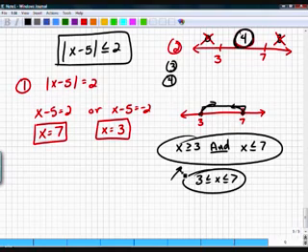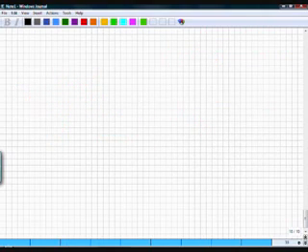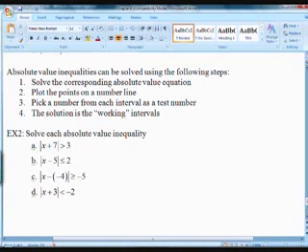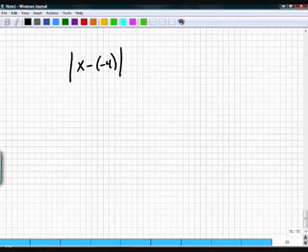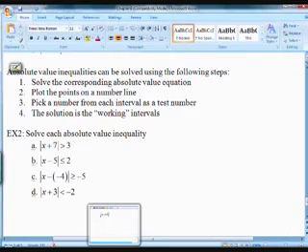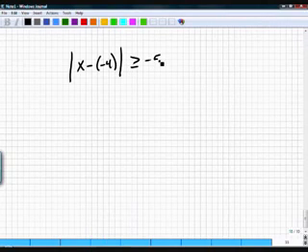So here you go, two more, and I think they're pretty quick. Part C: the absolute value of x minus -4 is greater than or equal to -5.